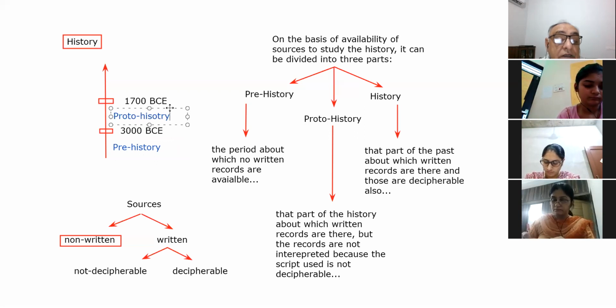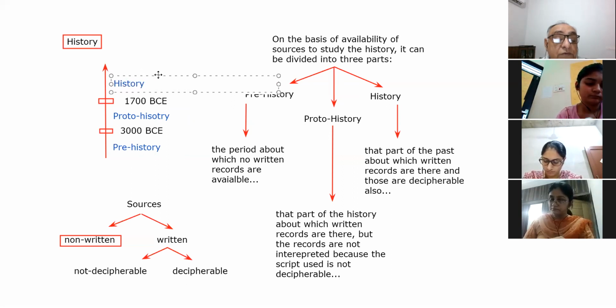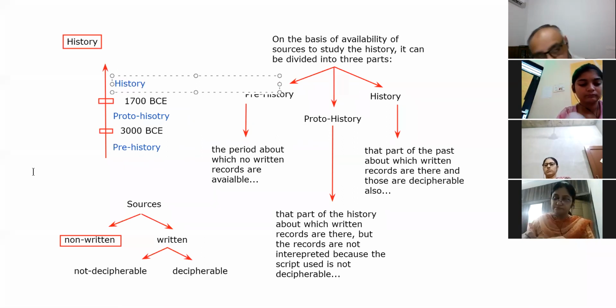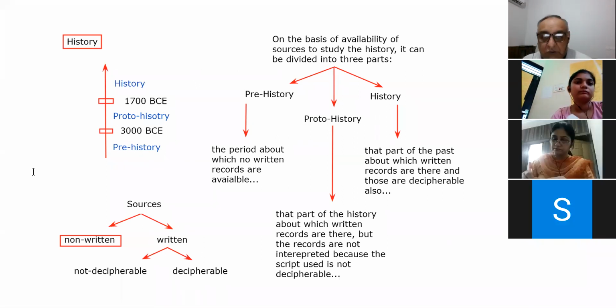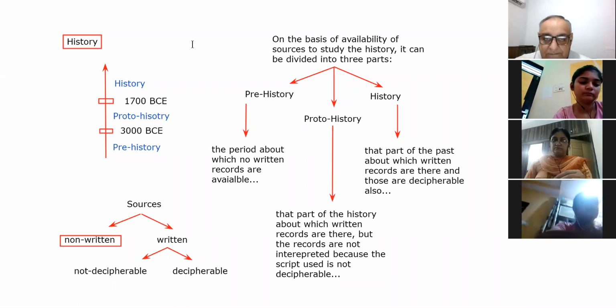The period after the Indus Valley civilization, the Rig Vedic period, becomes history. So history starts after the Indus Valley civilization. The past during the Indus Valley civilization is known as proto-history, and before it is called prehistory. So this is the main or basic thing about this.